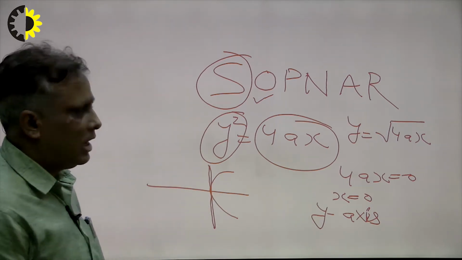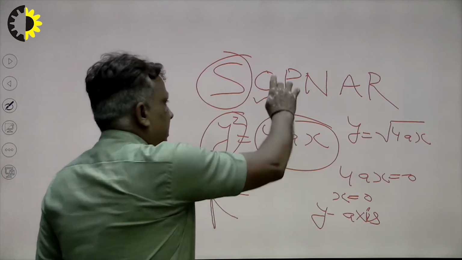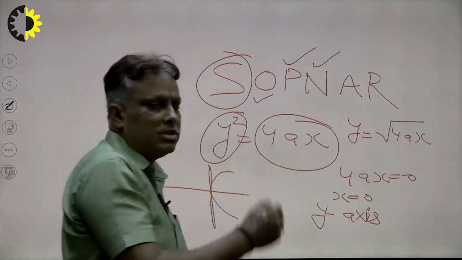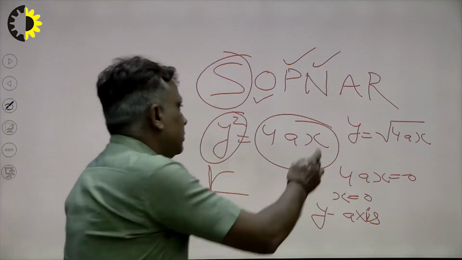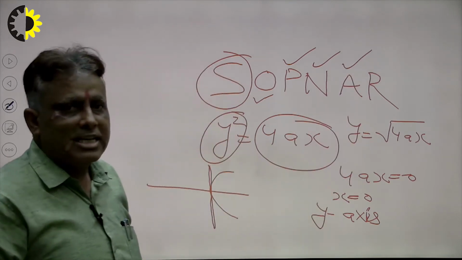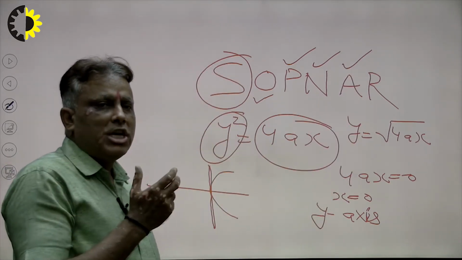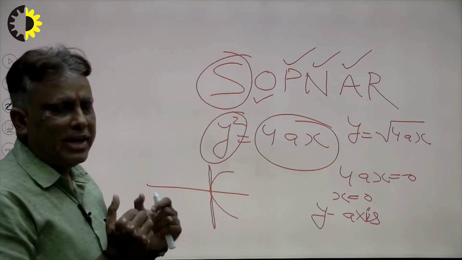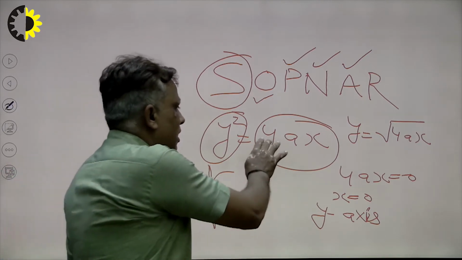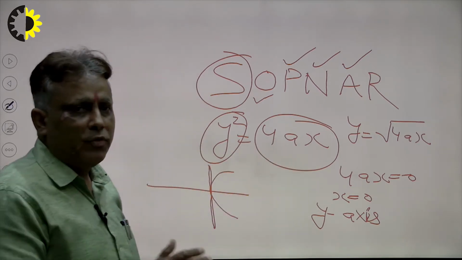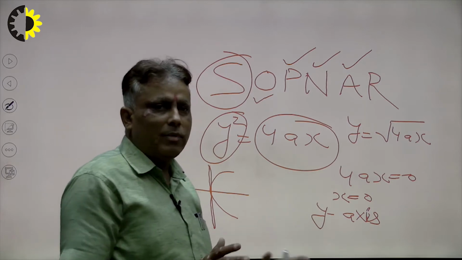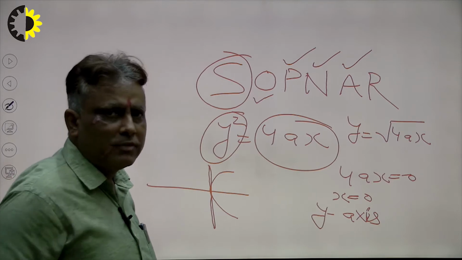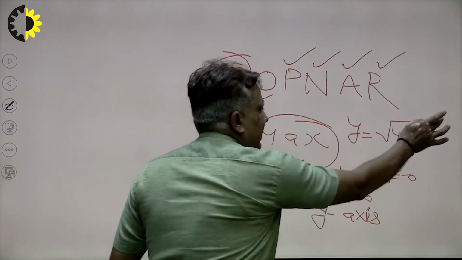In this way we find it with the help of SOPNAR. P is point of inflection: there is no point of inflection. N is nature: the nature of the curve at the origin is a node, open node. Asymptote: how to calculate? For parallel asymptotes, we equate to 0 the coefficient of the highest power of y, which is y square, and its coefficient is nothing here. Then for x, the coefficient is 4a, and a cannot be equal to 0 in a parabola. So there is no asymptote of the curve. Next is R, region. So I calculate the region here.